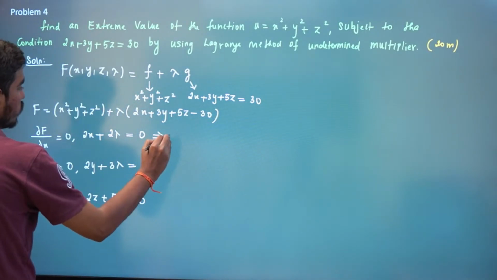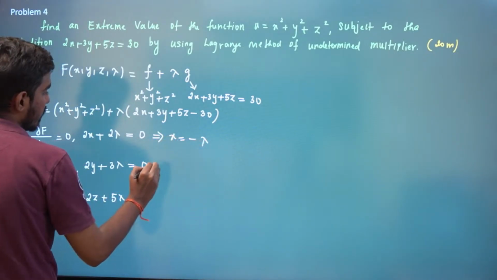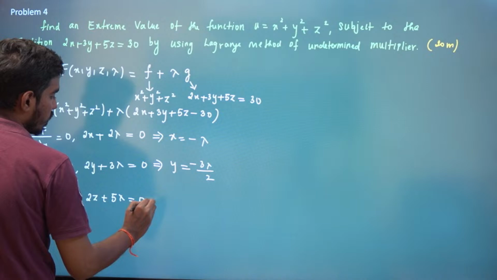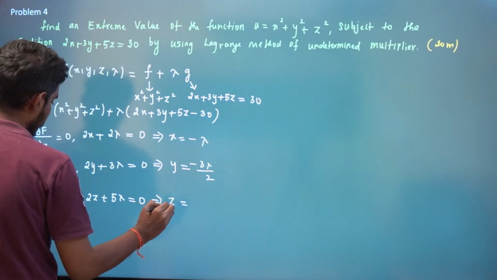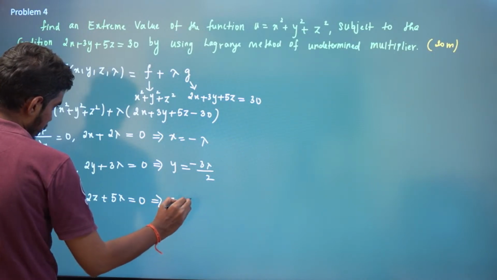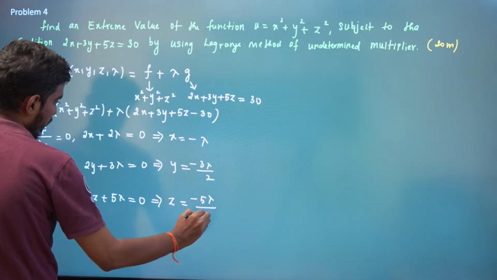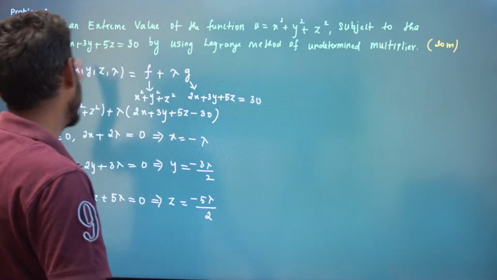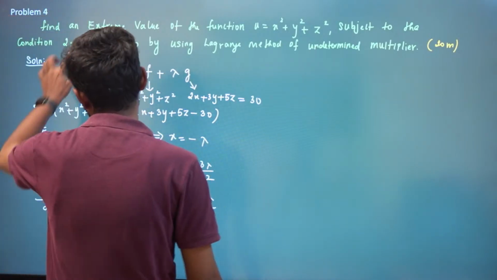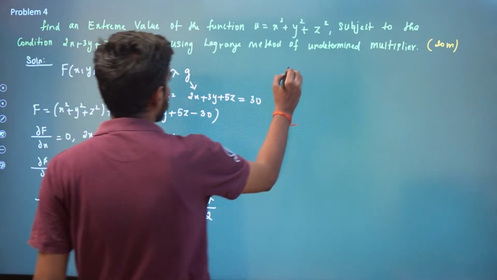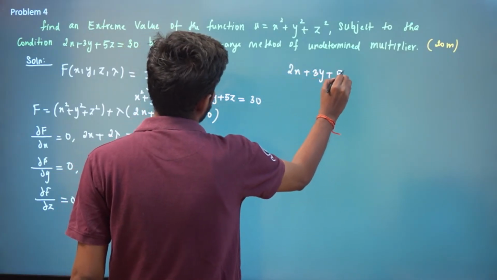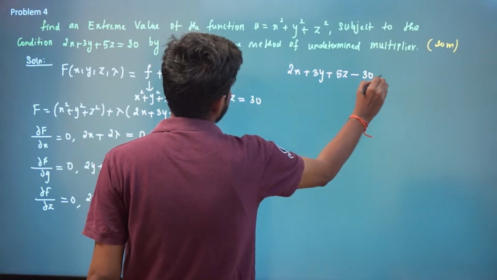So this will give you x = -λ, y = -3λ/2, and z = -5λ/2. So we have found x, y, z in terms of λ, and this we need to maximize with respect to the equation 2x + 3y + 5z - 30 = 0.